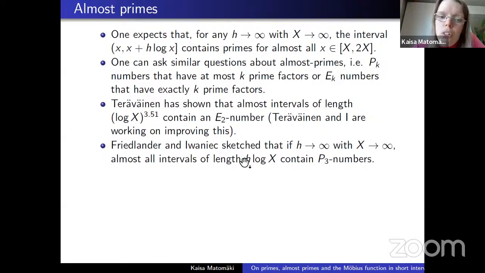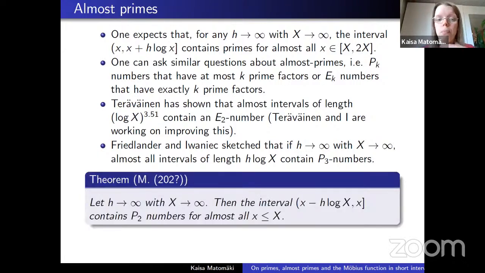And on the other hand, concerning the P_k numbers, Friedlander and Iwaniec in their book Opera de Cribro sketch how to show that if we look at the best possible result, where h tends to infinity as slowly as one wants, then almost all intervals of length h log x contain P_3 numbers, so products of at most 3 primes. And I have recently improved on this. I can show that almost all intervals of length h log x contain P_2 numbers. So that's the best one can do in terms of P_k numbers.